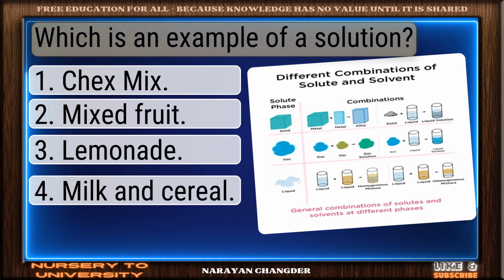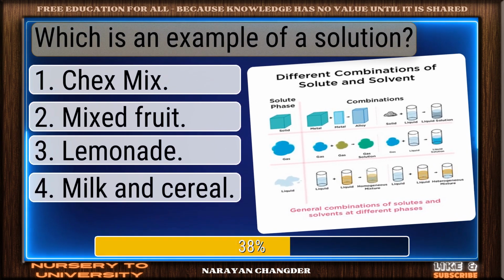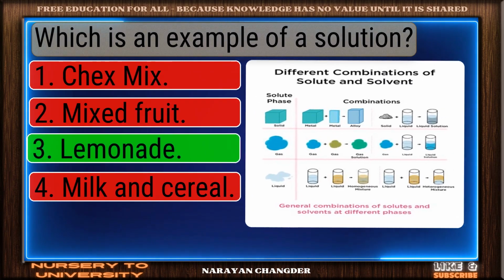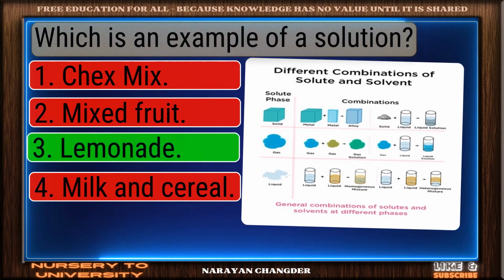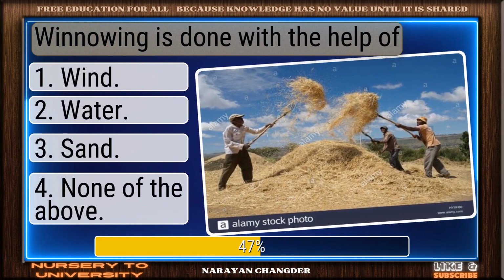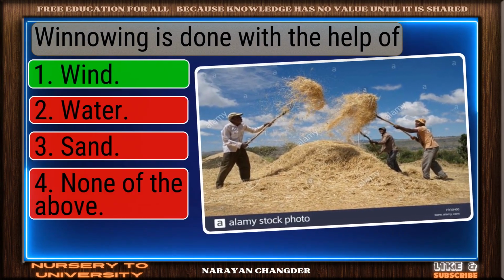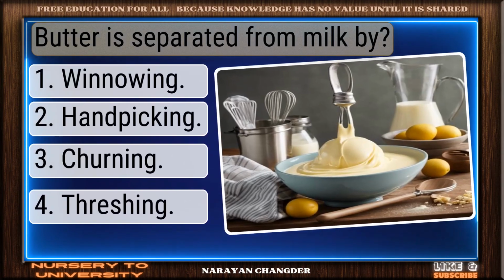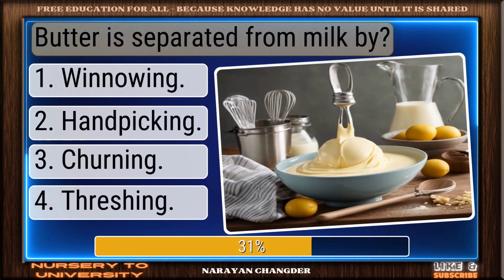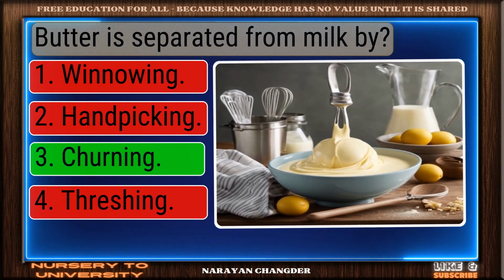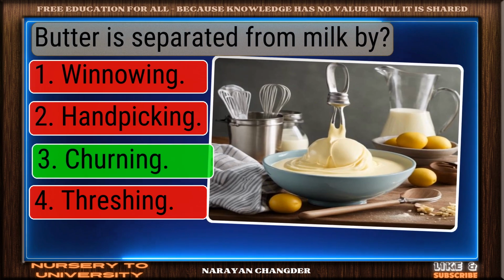Which is an example of a solution? Solid response. Lemonade is a valid choice. Winnowing is done with the help of. Excellent. Wind is a brilliant choice. Butter is separated from milk by. Strong choice. Churning is the right answer.